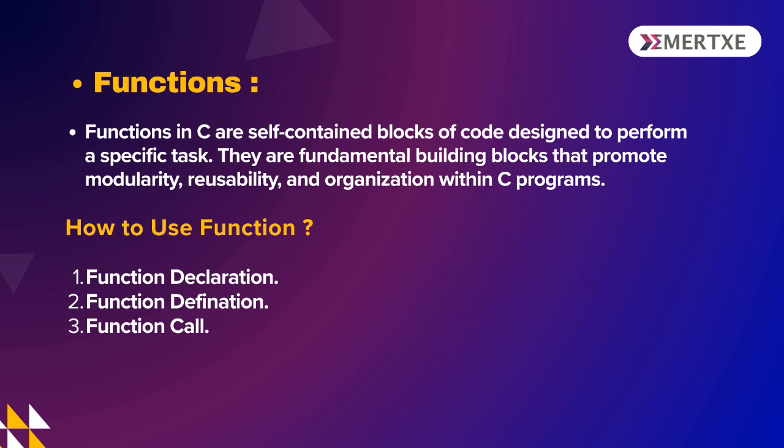There are 3 main steps: function declaration, function definition, function call. In function declaration, this is where we tell the compiler about the function's name, return type and parameters before using it. It usually goes at the top of the program. Next, function definition. Here we write the actual logic of the function, what the function is supposed to do. Function call. This is when we actually use or call the function in the main program or another function.